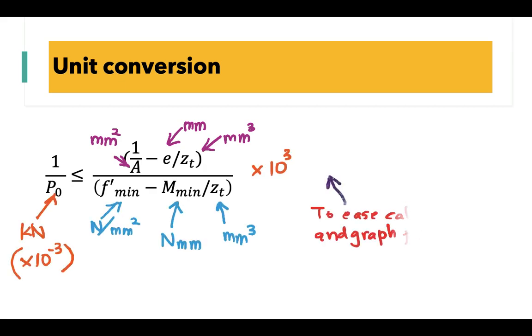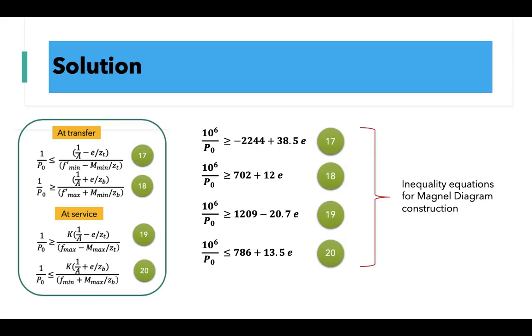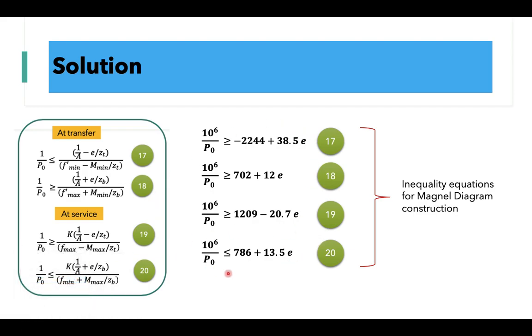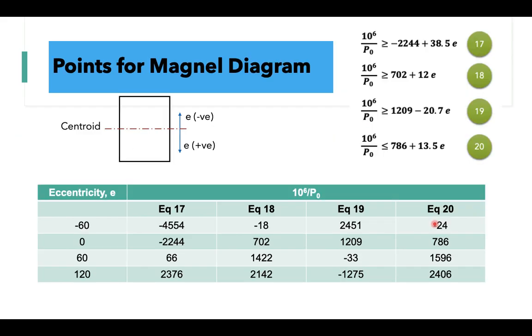Next we move on to the equations. These are the equations. We have four inequality equations for the Magnel diagram construction.